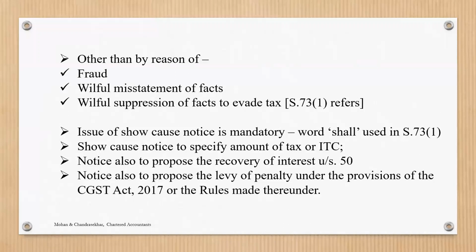Issue of show cause notice is mandatory in this situation, and the word is "shall". Whenever there is any liability, notice has to be issued under Section 73(1). The show cause notice has to specify the amount of tax. It's very, very important that it is not vague. It has to be very specific. What is the tax short paid? What is the tax not paid? What is the ITC wrongly claimed as refund? What is the ITC wrongly claimed, utilized, or availed? You have to be very, very specific in the show cause notice.